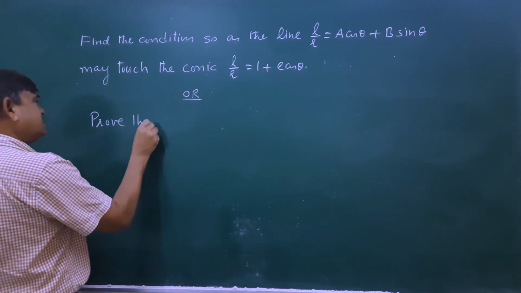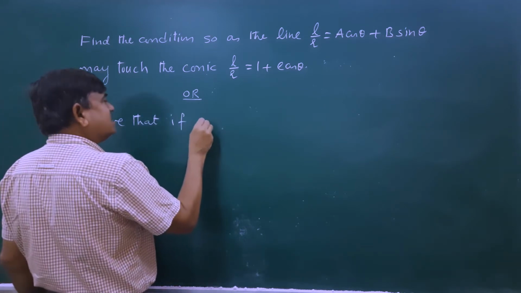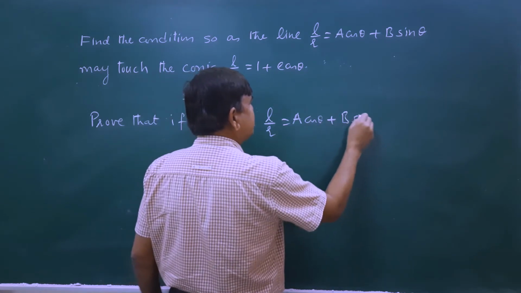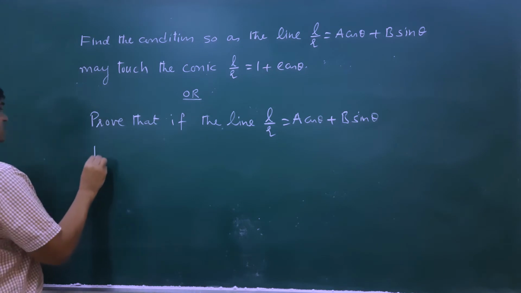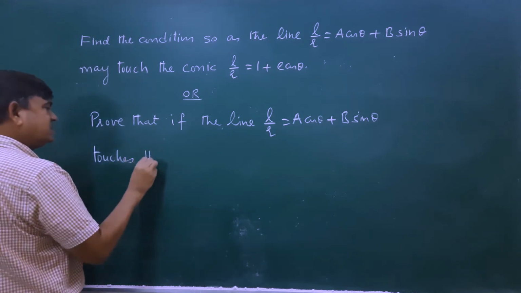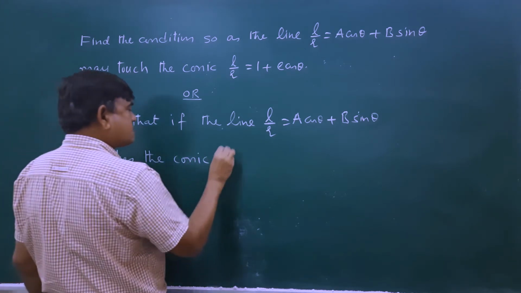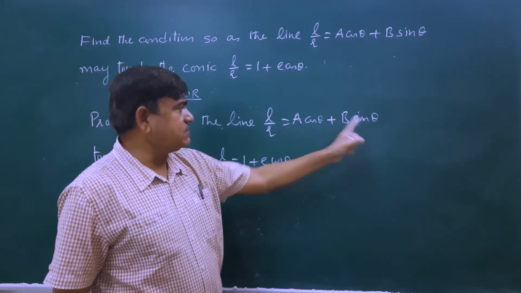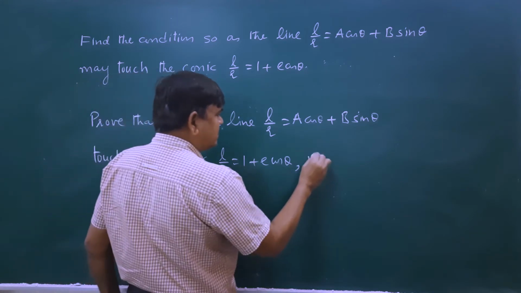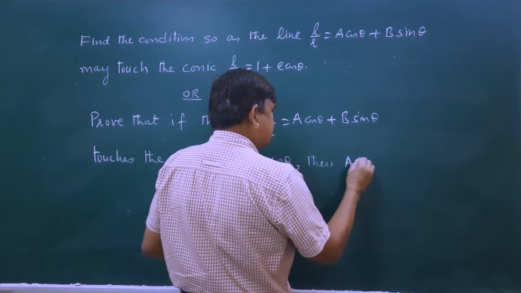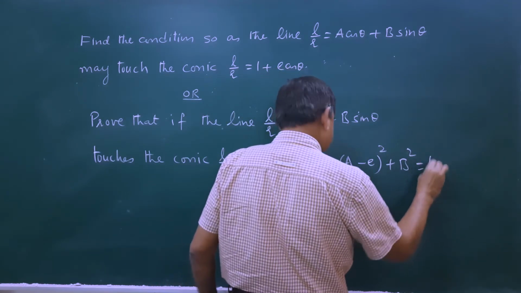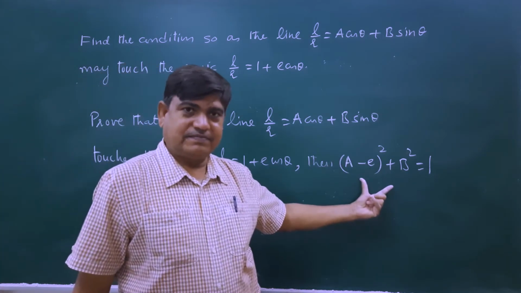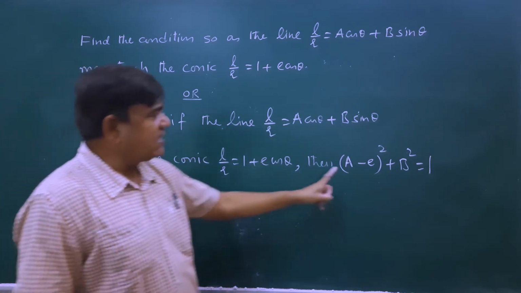Prove that if the line L upon R equals A cos theta plus B sin theta touches the conic, then (A minus E) whole square plus B square equals 1. Both are the same. If it is this, then we know the answer. Prove that if the line touches the conic, then this holds.